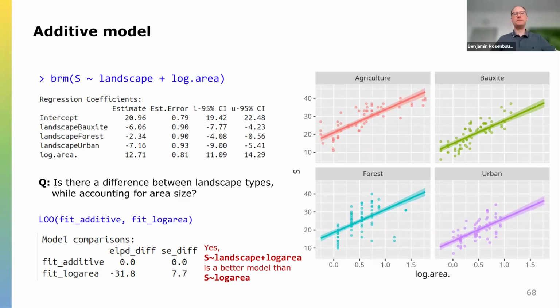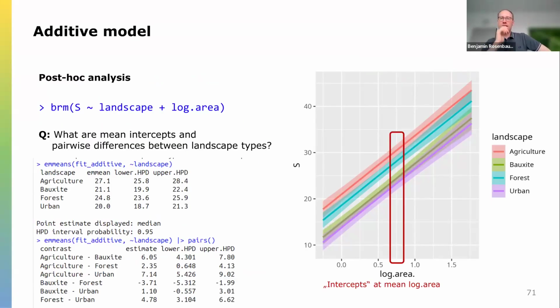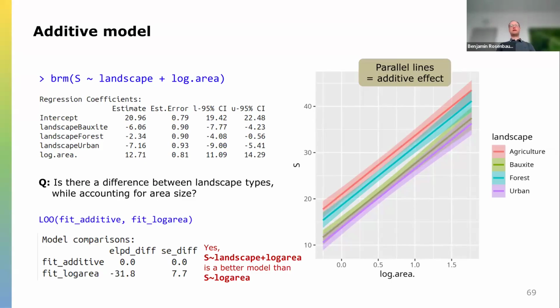And here the answer is clear, yes. Also, when accounting for log area, there's a difference in species richness in landscape types. Plotting them all in one, you can nicely see how the slopes match, but the intercepts are different. Again, this model comparison only tells you if there is a difference between mean levels in habitat or in landscape type.